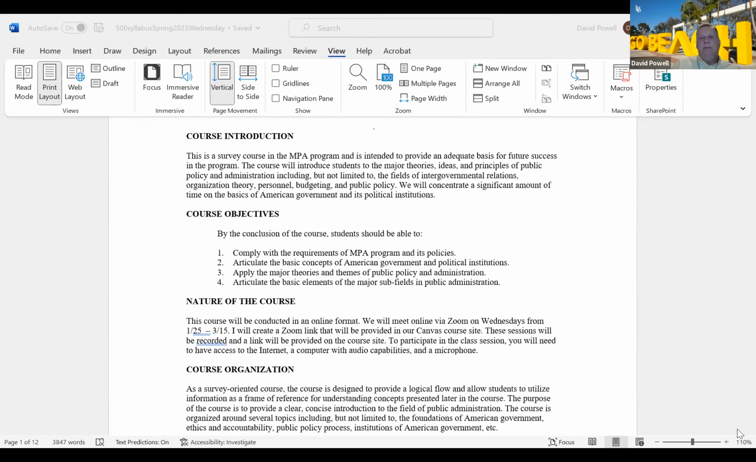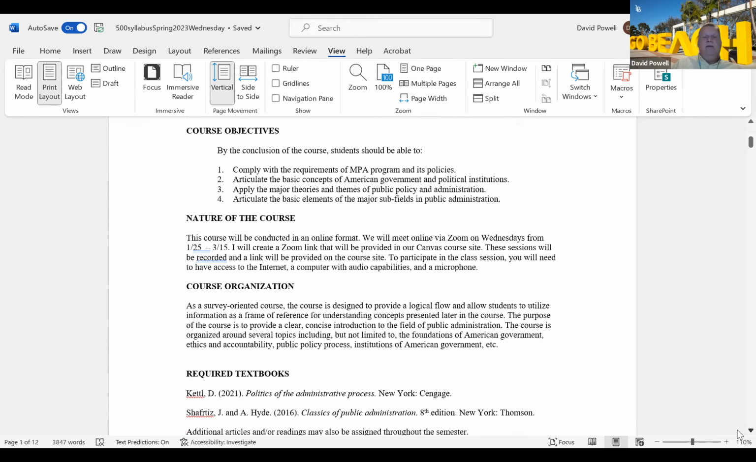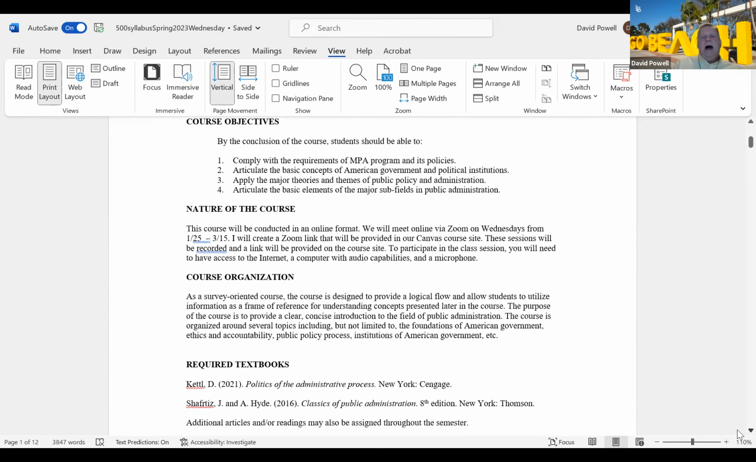Now, as I mentioned, the nature of this course, the course is conducted online through Zoom. We meet on Wednesdays at 4 o'clock from tonight through March 15th. I do not grade on attendance or participation. I assume that you will be here unless there's some really pressing conflict. I know sometimes people work in cities or work for other government agencies that will on occasion have meetings on Wednesdays, which may make it difficult for you to attend class.